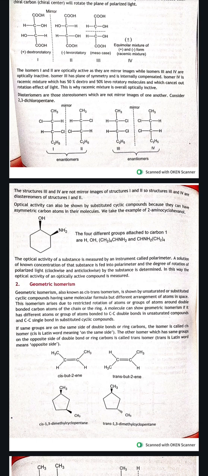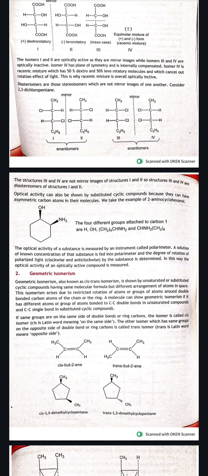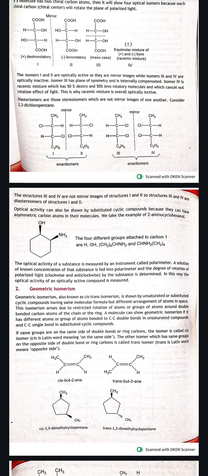Isomers 1 and 2 are optically active, they are mirror images, while isomers 3 and 4 are optically inactive. The racemic mixture is a similar case, but in the racemic mixture the molecules are separate from each other. In the meso case we have the same molecule with two carbons present, but in the racemic mixture we have separate molecules. Isomer 4 is a racemic mixture which has 50% dextro and 50% levorotatory molecules, which cancel out the rotation effect of light. This is why the racemic mixture is optically inactive.